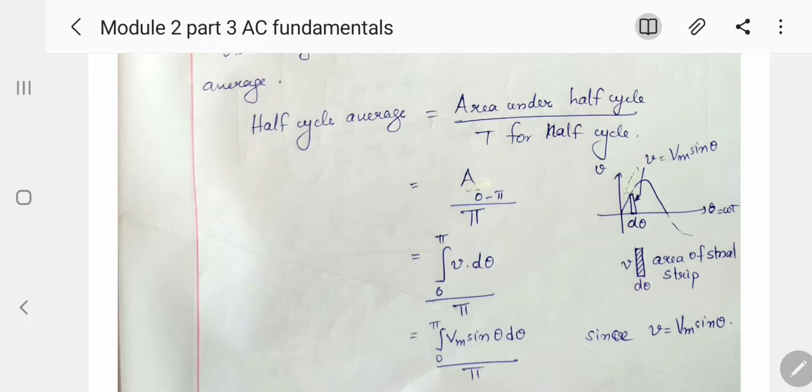So we are going to integrate this area from 0 to pi. See, look here. So integral 0 to pi v d theta, whole divided by pi. Now instead of v, what can we substitute? We know that v is the instantaneous value of voltage which is changing. It has an equation Vm sin theta. So we are going to substitute it here. So Vm sin theta d theta divided by pi. So totally we can say integral 0 to pi Vm sin theta d theta, whole divided by pi.